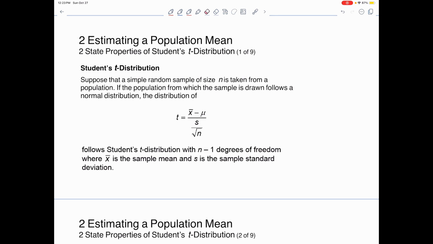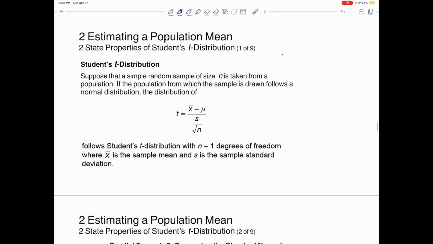Suppose that we have a simple random sample of size n taken from a population. The population from which the sample is drawn follows a normal distribution. We computed before the z-score for the distribution of sample proportion, which is the sample proportion minus the population proportion p naught, divided by the standard error, the square root of p naught times 1 minus p naught divided by the sample size. We also computed the z-score for the distribution of sample means, which is x bar minus the population mean divided by the population standard deviation divided by the square root of the sample size.